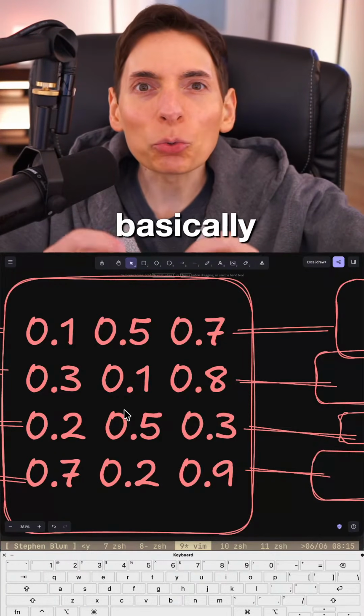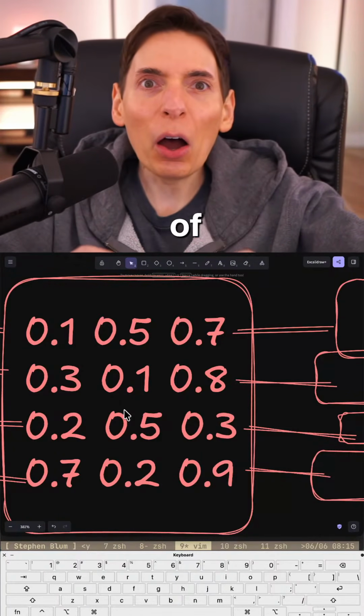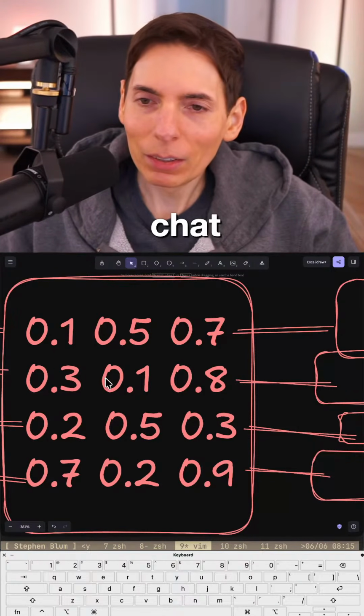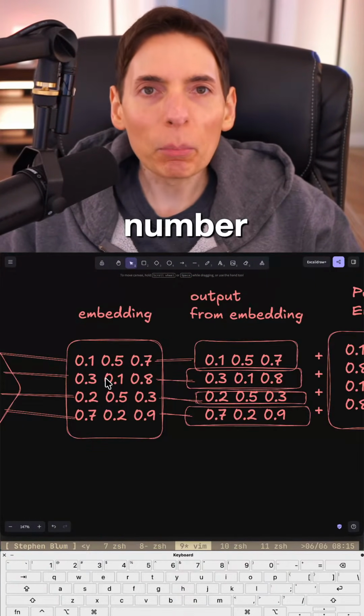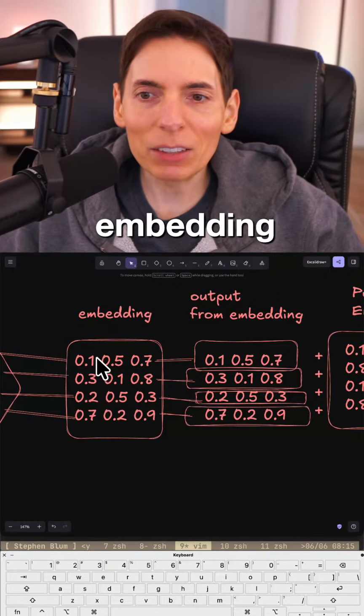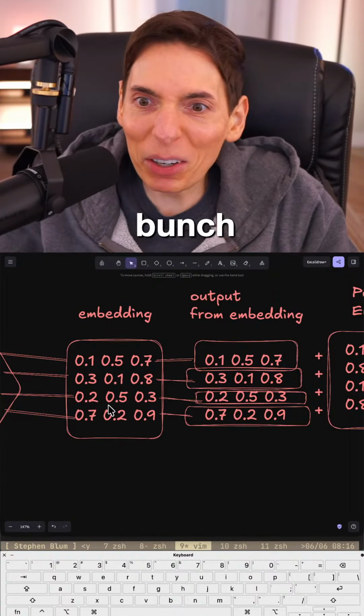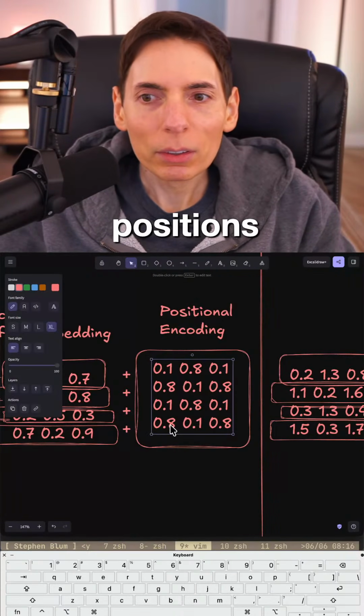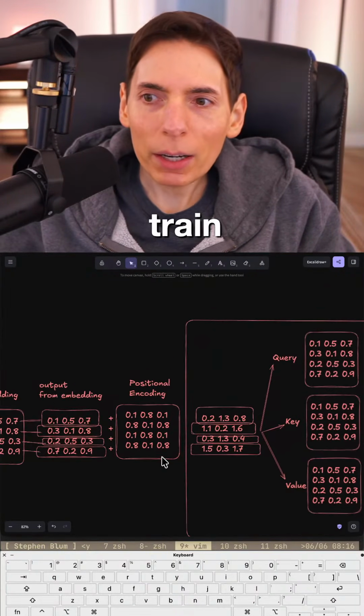So it basically creates the meaning of the word chat, for example, which is right here. This is the word chat. That is now represented as a number. And so this is what's called an embedding. It's just another fancy word for a bunch of numbers, right? Then we add the positions. Now we're ready to train.